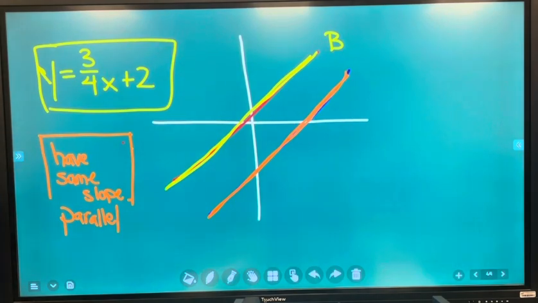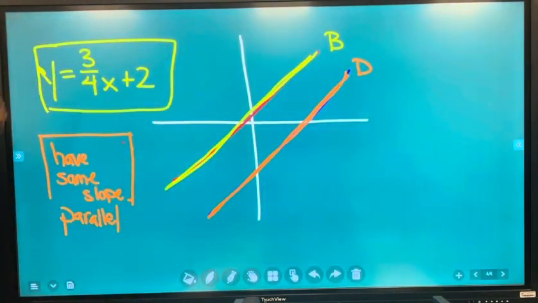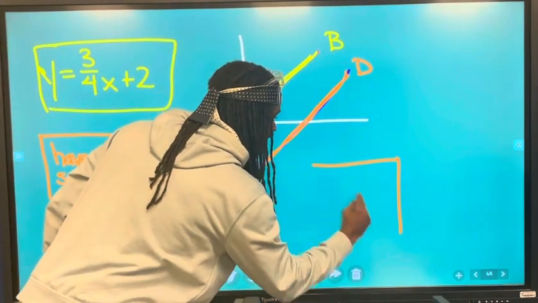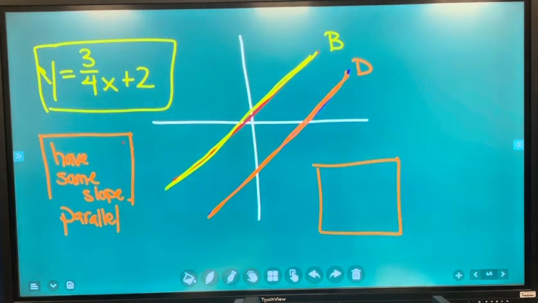So the equation that we create, we'll call this line D. The equation that we create eventually for line D is going to have the same slope as line C, as line B. Does everybody understand that? All right.